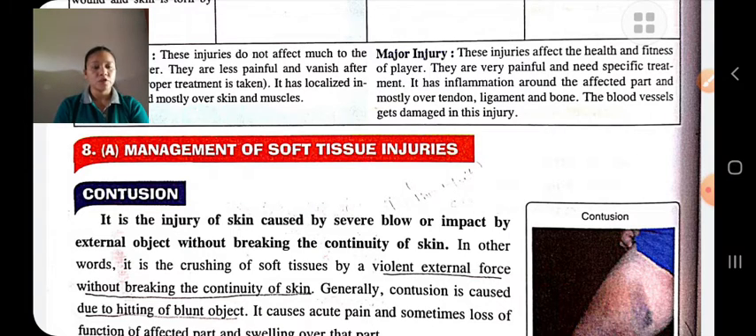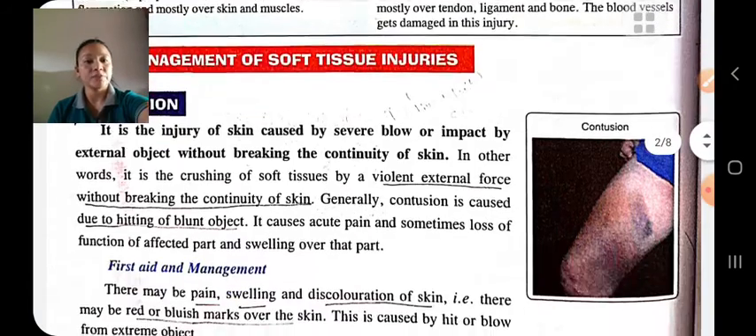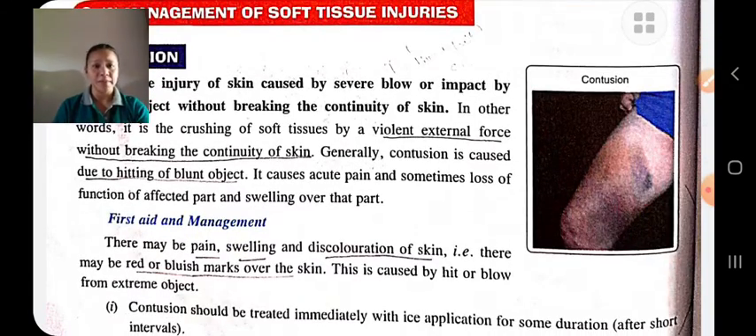without breaking the continuity of skin. Contusion is the injury over the skin caused by a direct hit by an external object without breaking the continuity of the skin. There is no bleeding, but the color of the skin changes. It may be red or blue. There may be swelling, sometimes loss of functioning of the affected part.